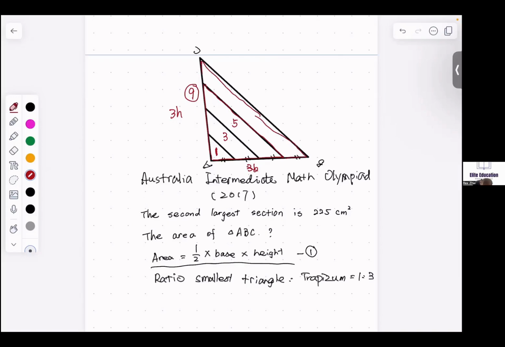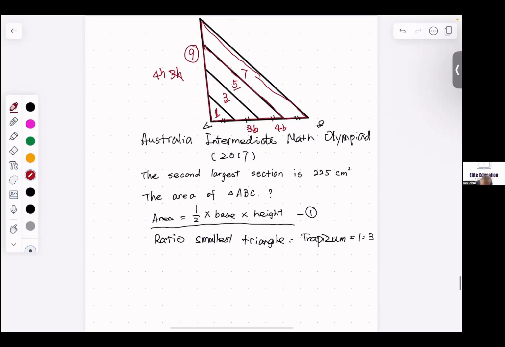Right? The base comes to 4b, the height is going to be 4h, so altogether it should be 16. Since we've already got 9 here, the largest trapezium should be 7. So now we know the ratio from the smallest triangle to the second trapezium, third trapezium, and the last trapezium should be 1, 3, 5, and 7. That's the ratio of their areas, isn't it?